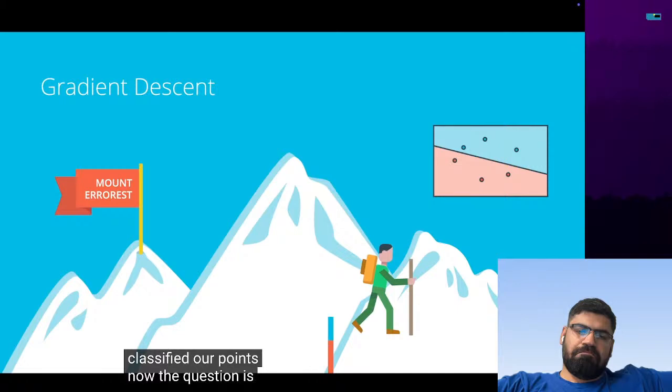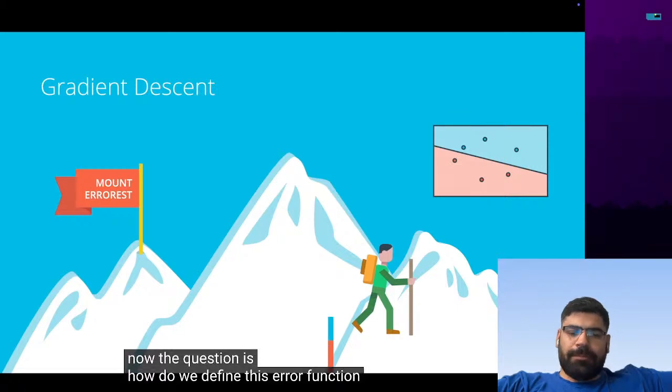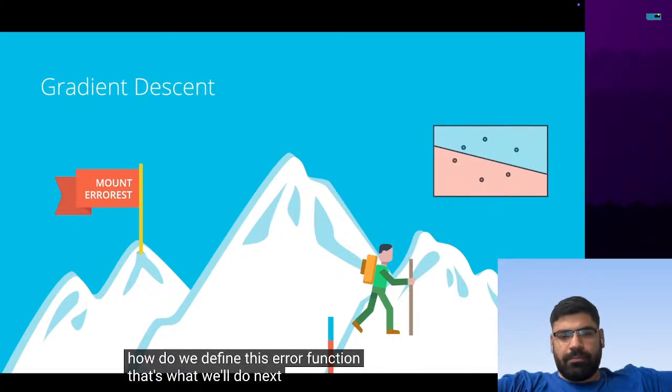Now the question is, how do we define this error function? That's what we'll do next.